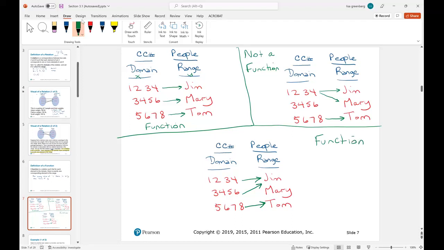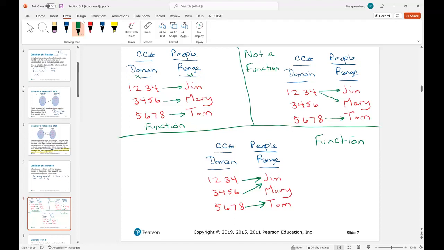So why is this a function? Well, if I find the credit card 1, 2, 3, 4 on the ground, who do I know who it belongs to? I do. It belongs to Jim. 3, 4, 5, 6 belongs to Jim. 5, 6, 7, 8 belongs to Tom.